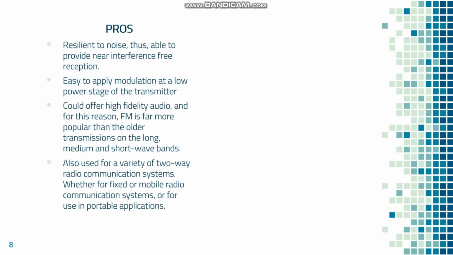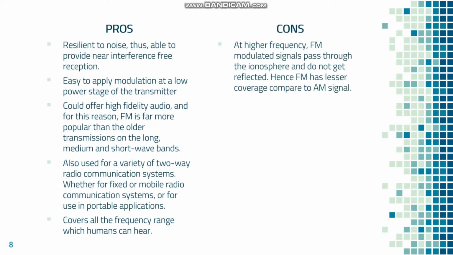So ayun, I think self-explanatory naman itong mga to. And also FM covers all the frequency range which humans can hear. So ano naman yung cons ng FM? At higher frequency, FM modulated signals cannot pass through the ionosphere and do not get reflected. Hence, FM has lesser coverage compared to AM signal.